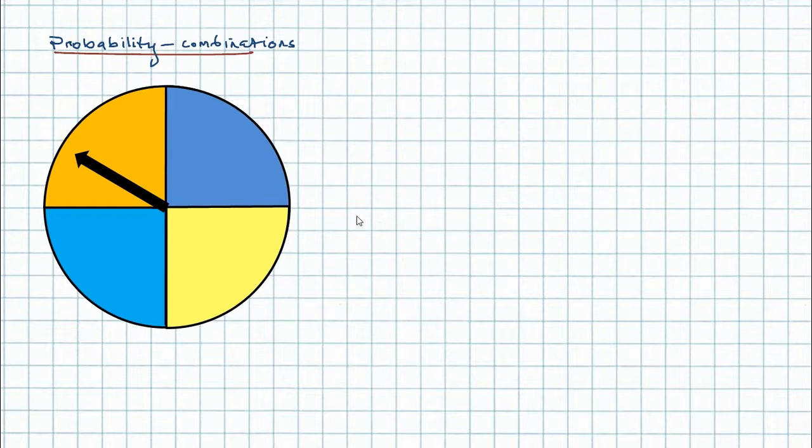So in this tutorial we're going to look at the combinations approach to solving probability problems. Let's start with this example of a spinner. So we have a spinner that we're going to spin 3 times. So 3 spins then of the spinner. And let's give it a go.